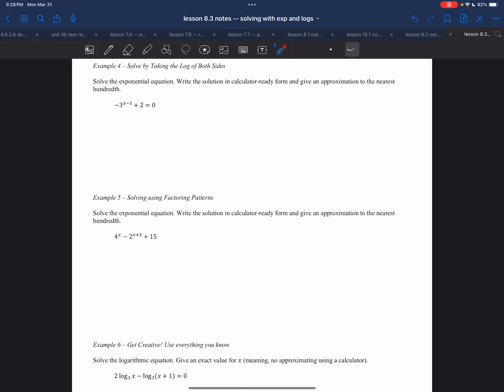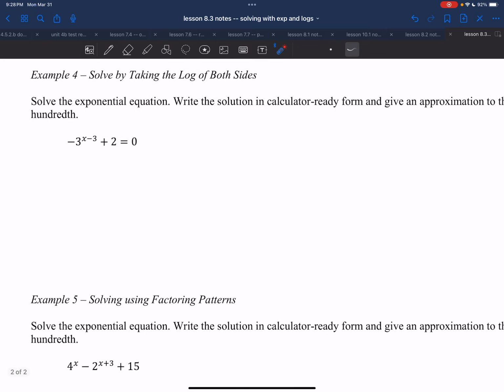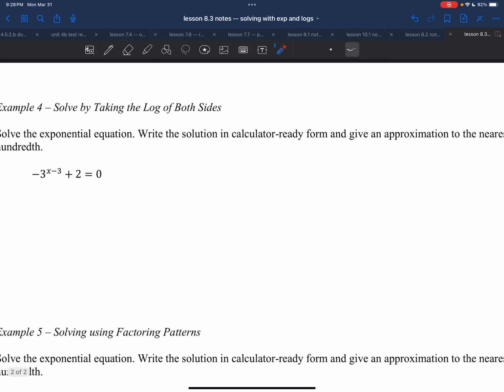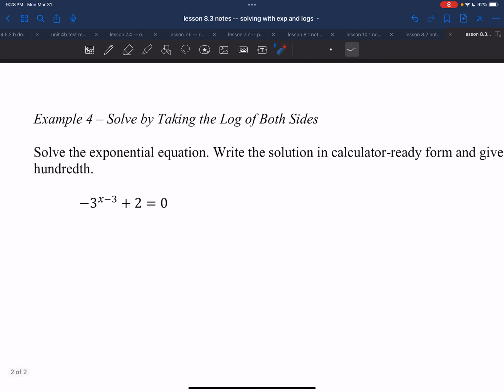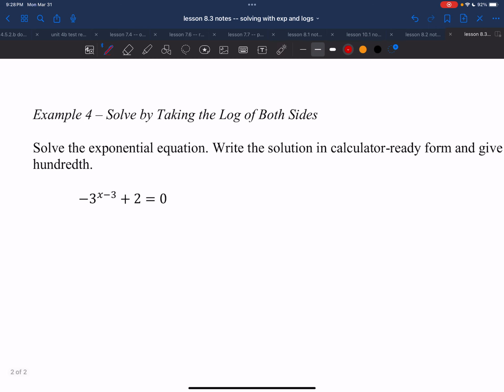All right. A little more juicy examples. So my favorites are examples 4, 5, and 6. All right. Here is example 4. This says, solve by taking the log of both sides. A quick note. This is the main method used in calculus, which is called solve by taking the log of both sides.